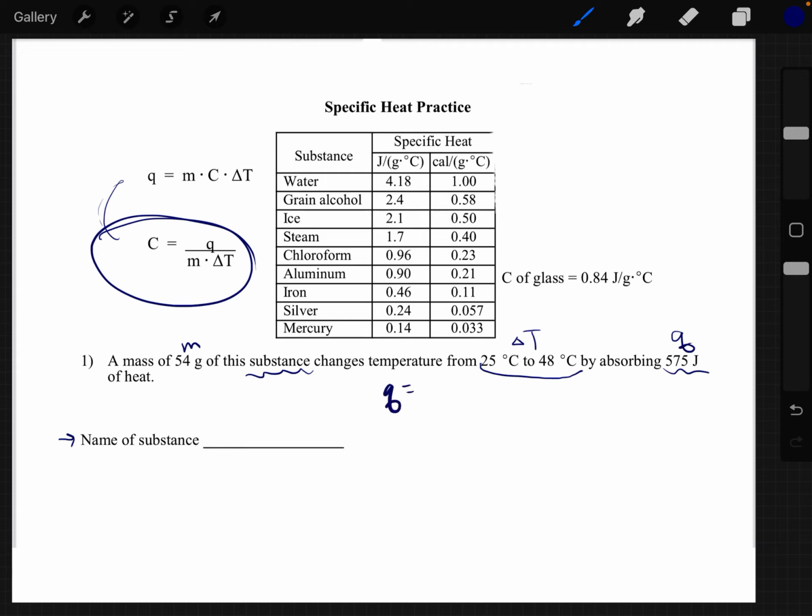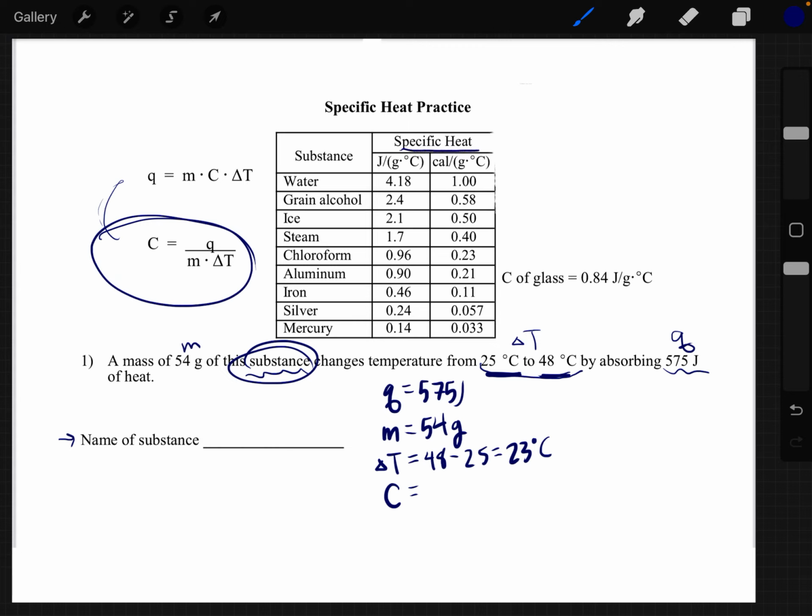So we know that Q equals 575 joules. We know that our mass is 54 grams. And we know that our delta T is the difference between the final temperature and the initial temperature. We can say it's really 48 minus 25, which ends up equaling 23 degrees Celsius. And then we don't know C because we don't know who the substance is.